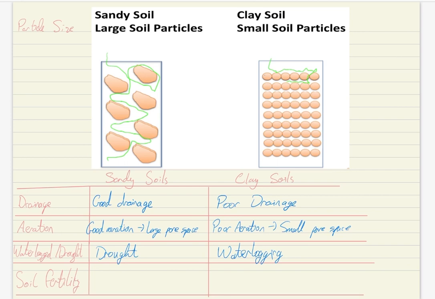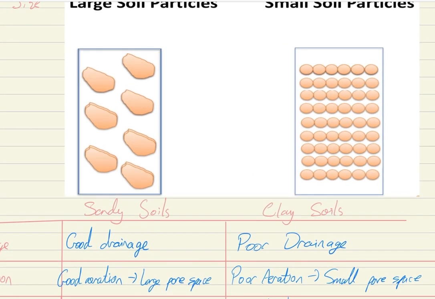And then lastly, we're going to look at our soil fertility. So which of these soils is going to be better at retaining nutrients from whether it be fertilizers, farmyard manure, slurry, effluent, whatever you're spreading on the land? Which of these is going to be better at retaining nutrients? Okay, so imagine that these purple dots are our nutrients and how good they are going to be at attaching to the soil particles.